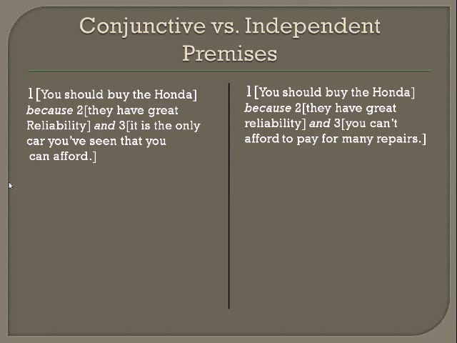Now let's diagram these. What you can see is on the left side I've represented the premise that's numbered 2 and the premise that's numbered 3 as independent premises. Well, Hondas have great reliability, that's a pretty good reason for buying the car, and also the financial issue, well, the only one you could afford. So as you can see, I'm giving two independent reasons for why you might want to buy the Honda.